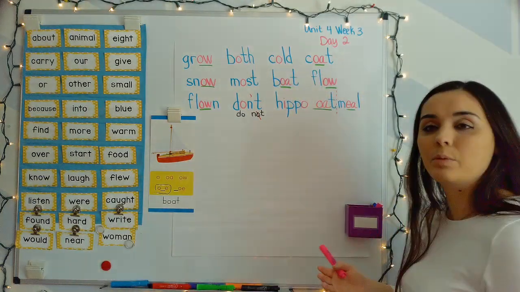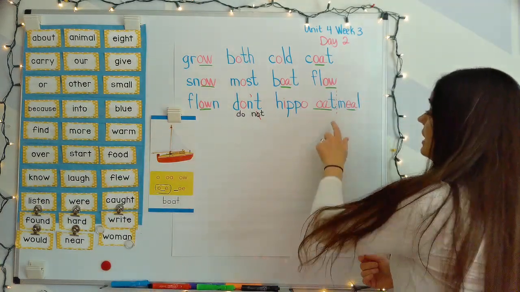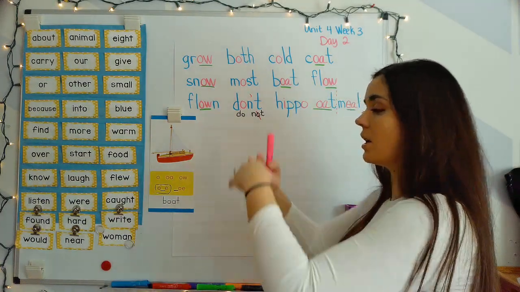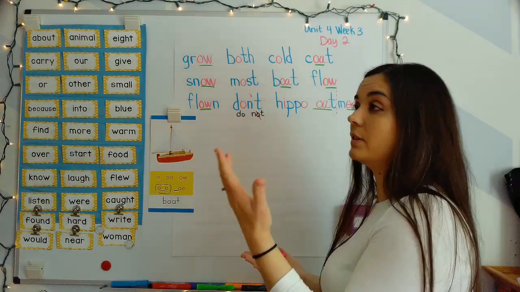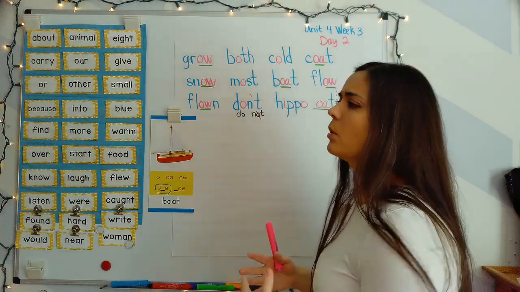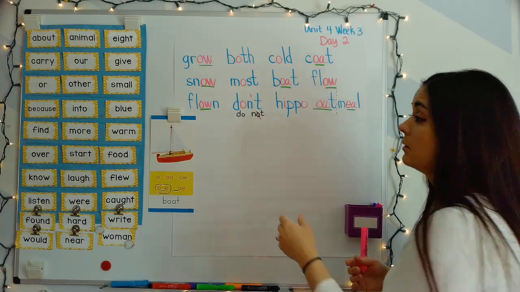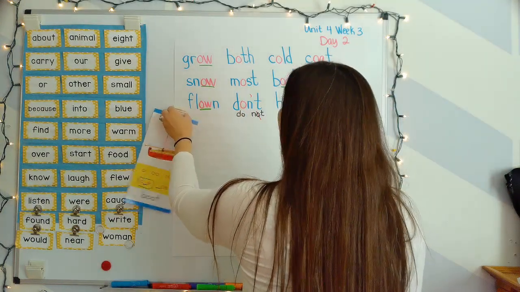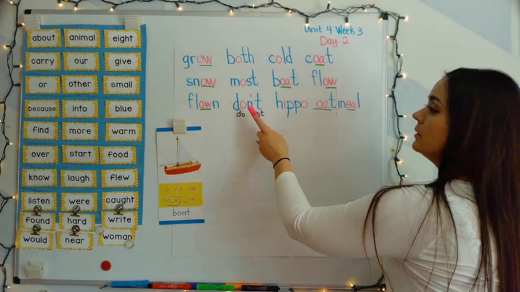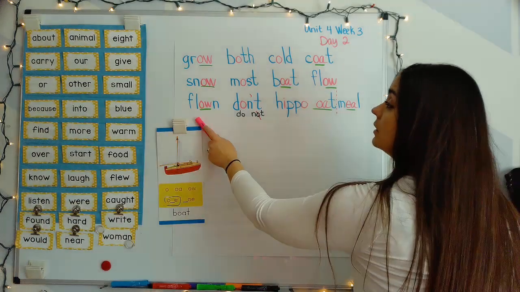Because a meal is like what you eat. Your dinner is a meal. Your lunch is a meal. Your breakfast is a meal. Now oat is like oats are made of wheat. That's when they're ground up. So oat by itself or oats by itself is a word on its own. So when you bring those two together, it becomes one word. All right, let's read our last line. Flown, don't, hippo, oatmeal. Your turn.